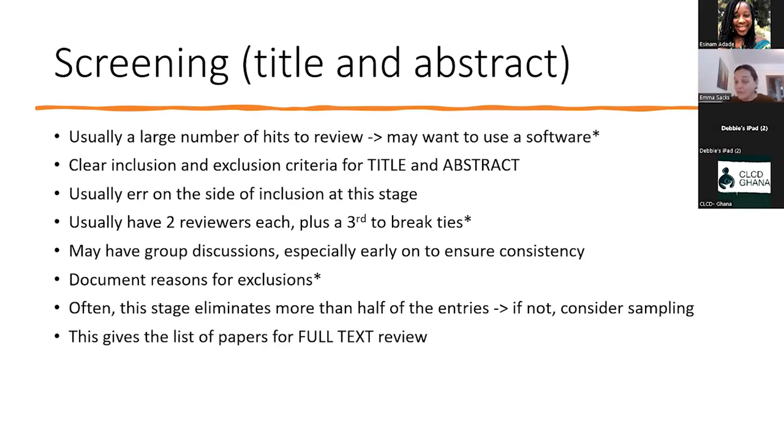So anyway, that gives you your list of papers that you're going to do a full text review on, right? And some of those papers will be eliminated upon full text review, but many of them will actually end up in your final review.